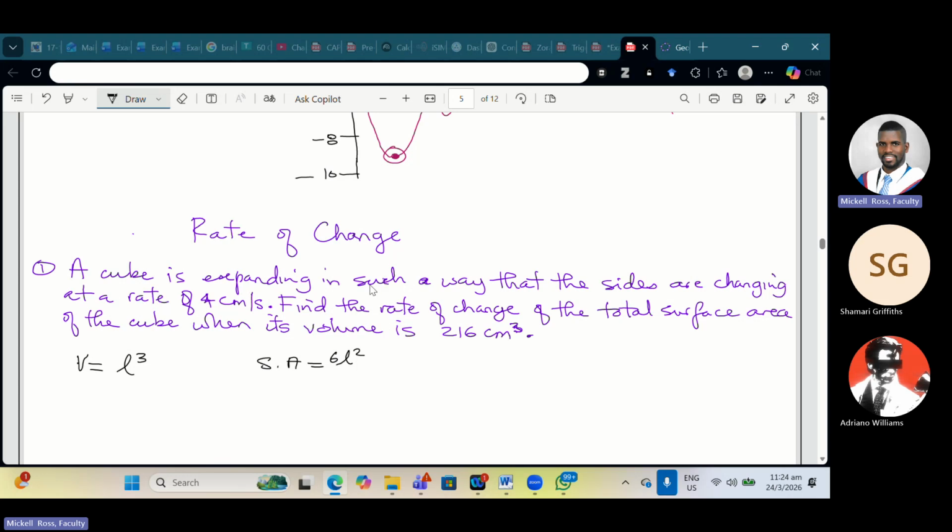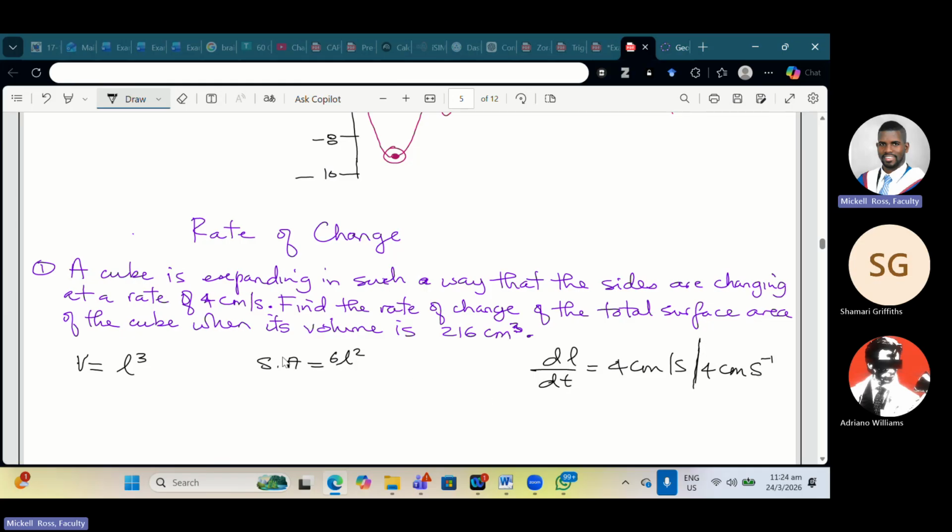Now it says a cube is expanding in such a way that the sides are changing at a rate. So when it says rate, it is talking about how fast it is taking place. So notice it says the sides are changing. So let's say we have a cube, so the change in the length with respect to time is going to be 4 centimeters per second. Or you can see it written as 4 centimeters s to the negative 1. That's saying the same thing.